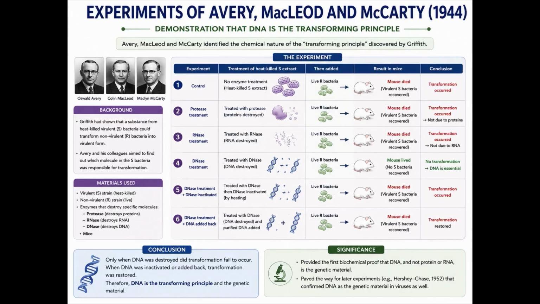In the fifth experiment, they used DNase treatment plus DNase inactivated. So here the DNase was inactivated by heating, and the live R strain bacteria was added and together injected into the mouse, and the mouse died. So the transformation has occurred here also.